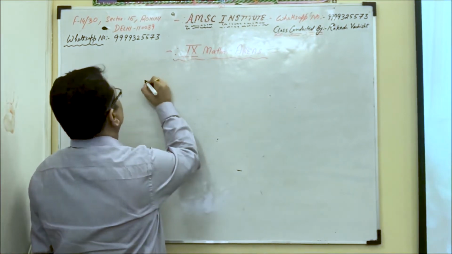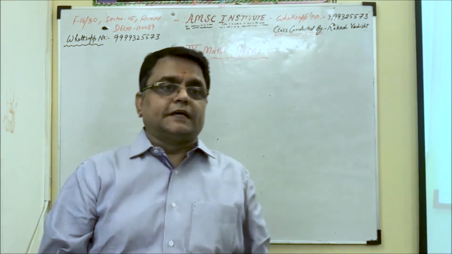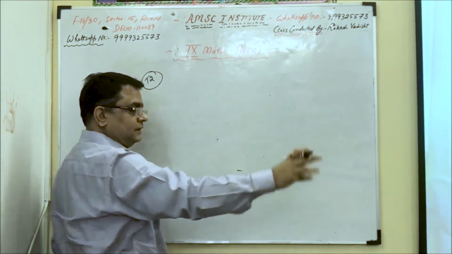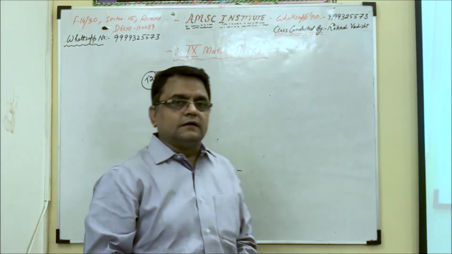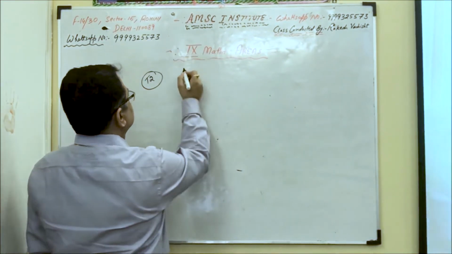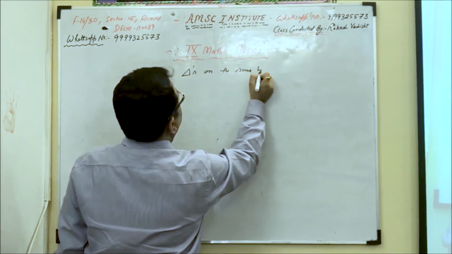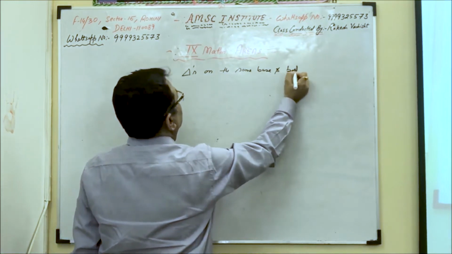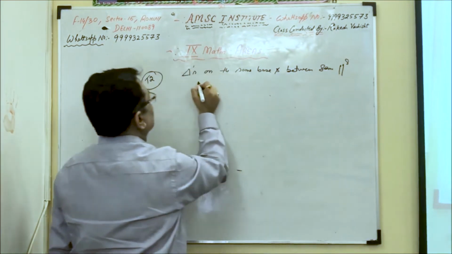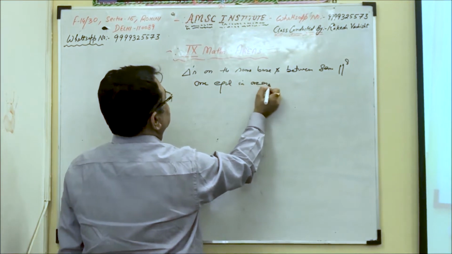The second one: triangles on the same base and between the same parallels are equal in areas. The next is triangles. See, triangles on the same base and between the same parallels are equal in areas.